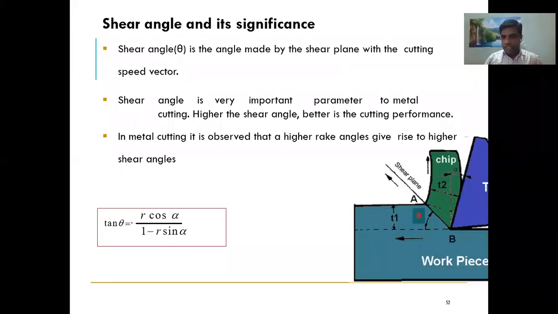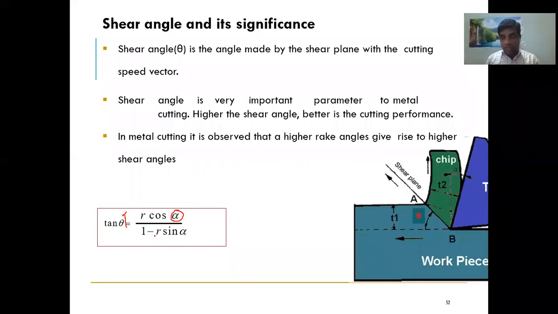So tan theta is nothing but r cos alpha by 1 minus r sin alpha. Just now we have seen the formula. Assume if the r value increases, right? So definitely this theta value will also increase, right? Here the r value increases, this value increases, as well as this value decreases. Because of 1 minus r sin alpha, क्योंकि न्यूमरेटर बढ़ रहा और डिनोमिनेटर घट रहा, तो ऑब्वियसली आपका जो फाइनल वैल्यू आता, डेफिनेटली वो बढ़ जाता.